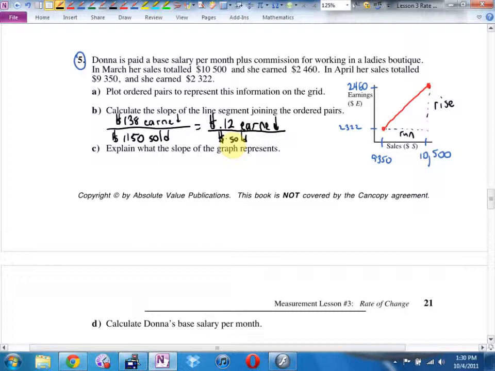So part C, when it says explain what the slope of this graph represents, I think it represents she earns 12 cents for every buck she sells. She earns $0.12, which is 12 cents for every buck she sells. Marcus, you had a question?